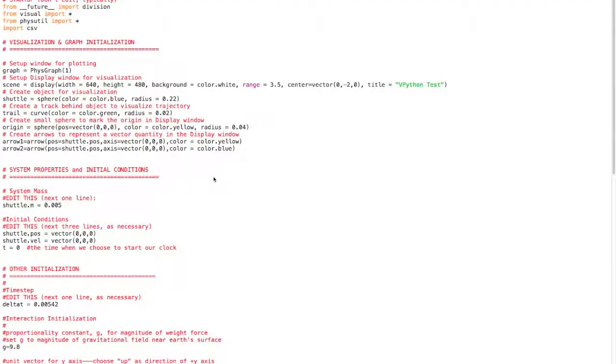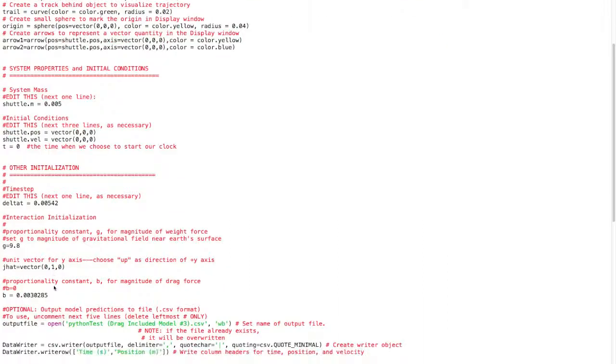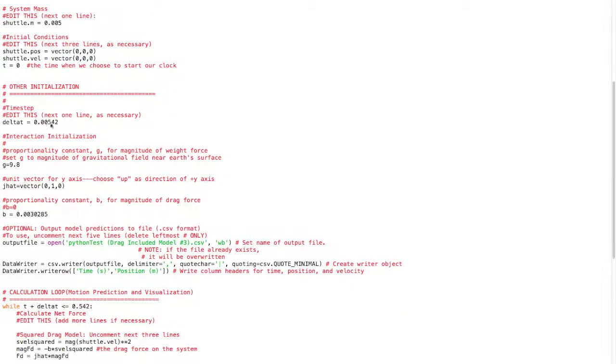The parameters for my Python model of the situation are the mass of the object, 0.005 kilograms, the initial position and velocity, both 0, the drag constant, b, and the change in time, or delta t. Based on these parameter inputs, my model computes the shuttle's position plotted against time.